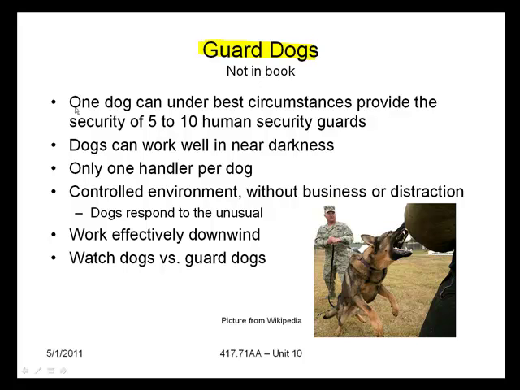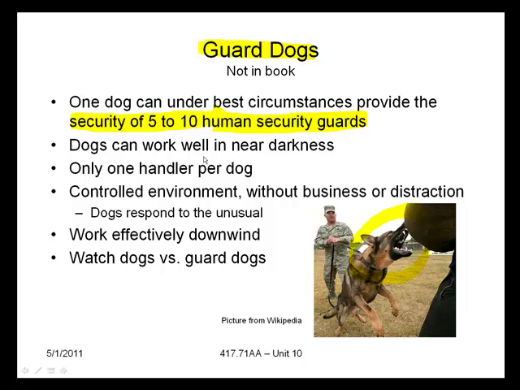Under good conditions, a dog can provide the security of 5 to 10 human security guards. They work very well in near darkness. They have a superior sense of smell and hearing. They can travel to places where humans can't go. There's very definitely a deterrent factor. If you look at this picture here, if you were faced with an animal like that and you were an intruder, that would, to me, definitely be a deterrent. Those teeth are made for shredding flesh.